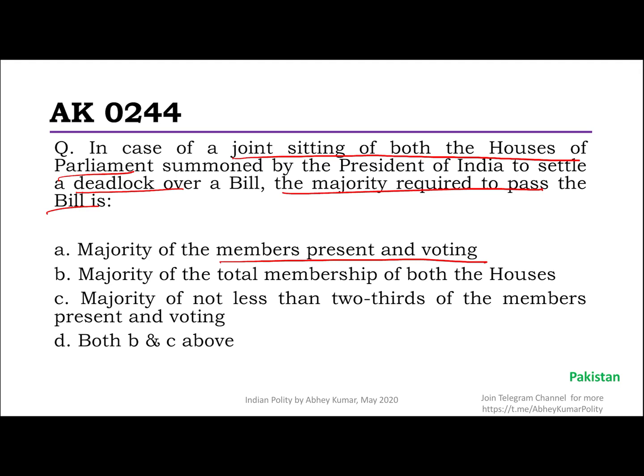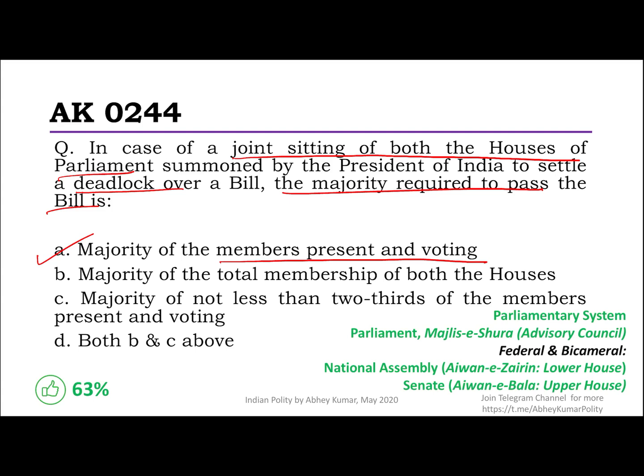Okay, so never be confused. The members present and voting, a majority of that means 50% plus one additional vote to make it more than those who are opposing it. So A should be your correct answer in this. Not that difficult, I hope. And yes, a good number of you did get it right.